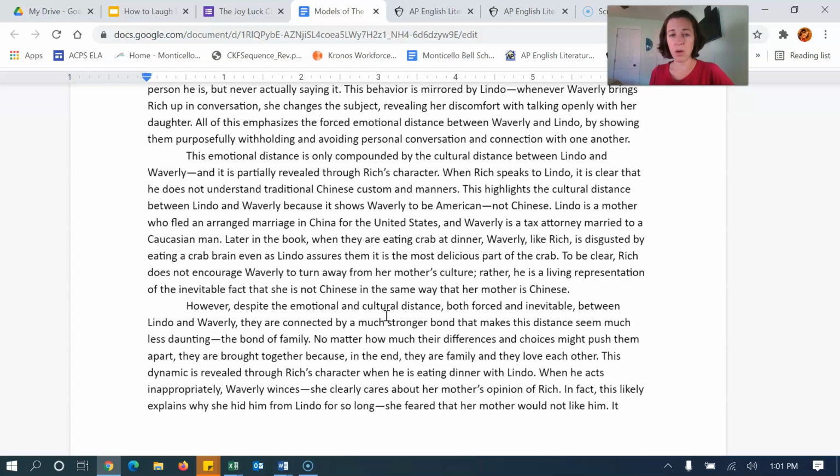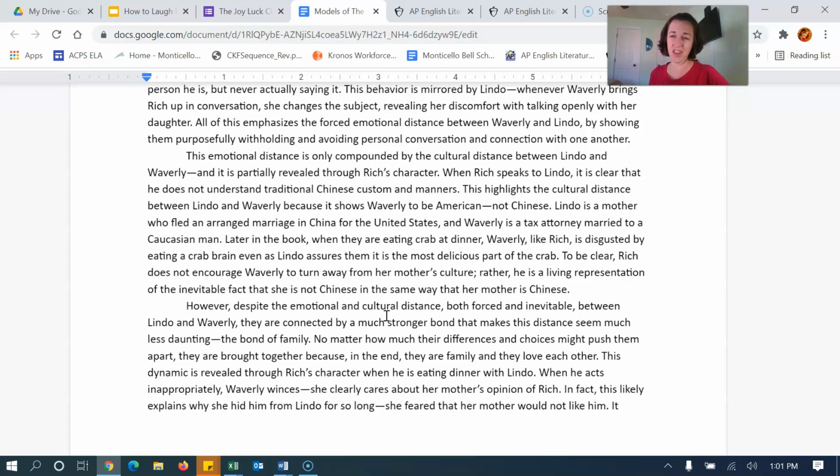Later in the book, when they're eating crab at dinner, more evidence. Waverly, like Rich, is disgusted by eating a crab brain, even as Lindo assures them it's the most delicious part of the crab. Great evidence. To be clear, Rich does not encourage Waverly to turn away from her mother's culture. Rather, he is a living representation of the inevitable fact that she is not Chinese in the same way that her mother is Chinese. That's really good.